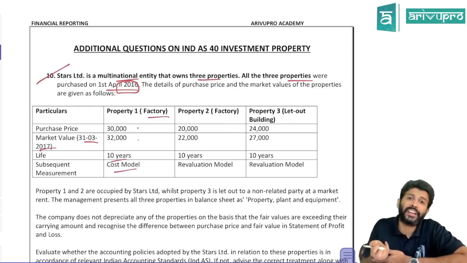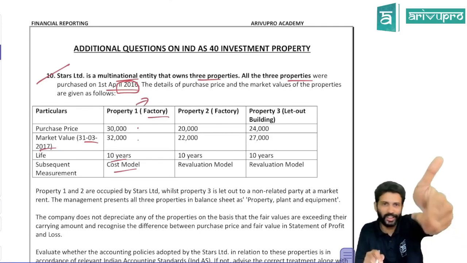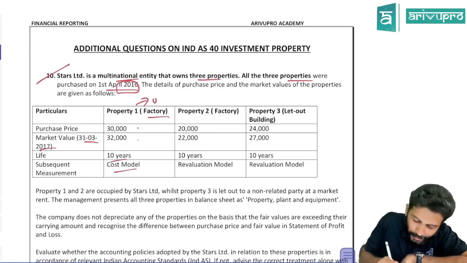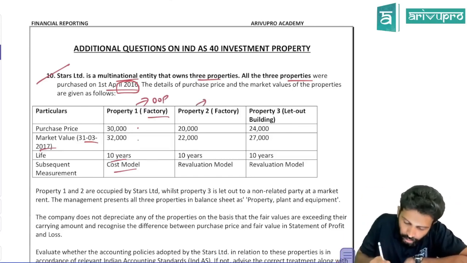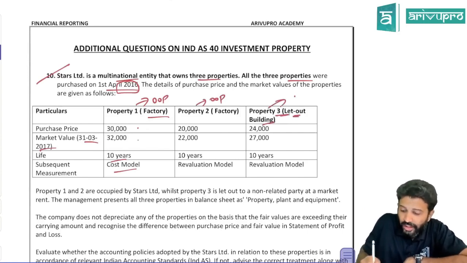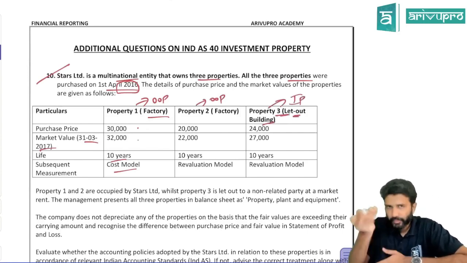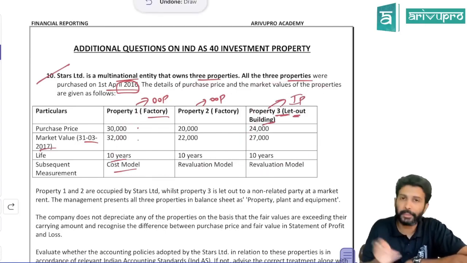Obviously, if you're using it as a factory, what should be the classification? A factory is used to produce goods, render services or for administrative purposes. That means this has to be OOP, owner occupied property, and IND AS 16 shall apply. Even for the second factory, OOP should apply. Property number 3 is let out. Let out property we call investment property, IP. So 2 are owner occupied properties, 1 is IP.